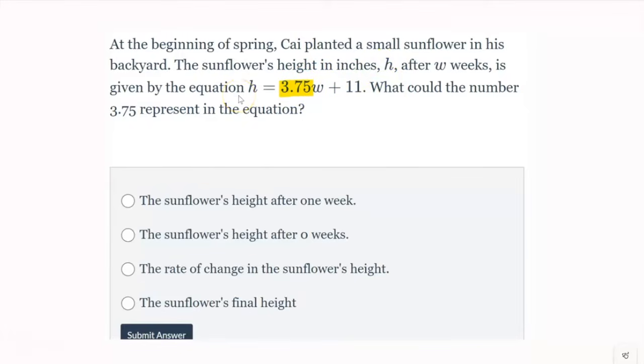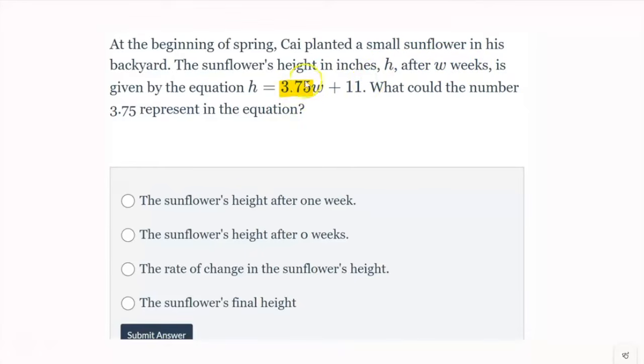All right, so now that I know 3.75 is the slope, I just need to know in context of the problem what's going on. At the beginning of spring, Kai planted a small sunflower in his backyard. The sunflower's height in inches, h, after w weeks is given by this equation. What could the number 3.75 represent in this equation? So again, w is the time that's passing, h is the height of the sunflower.